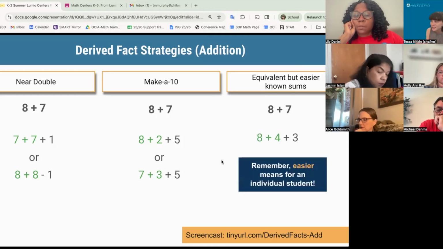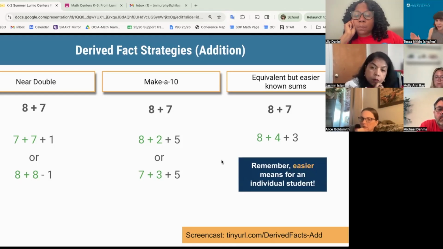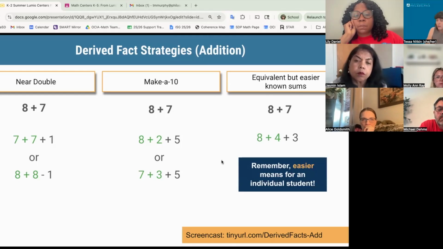I always love to tease Jayan, my colleague who you met earlier this session. Her favorite fact, she always says, is 8 plus 4. That's not my favorite fact, but she loves 8 plus 4. I mean, she says she always has. And so when she thinks of 8 plus 7, she thinks of 8 plus 4. She knows that that's 12. And then she has 3 more to get to 15. That's not how I would think about it, but it works for her.